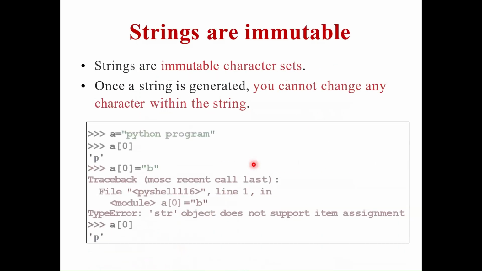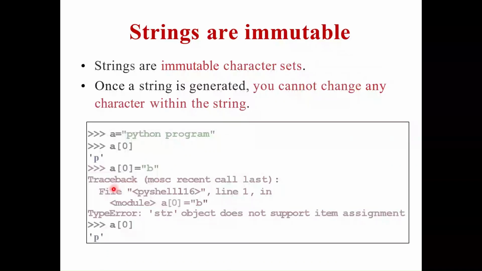Next, we are going to see the immutable concept. Immutable means the string cannot be altered. We can see the example: in the Python program I am assigning a string to a variable A. If I get the single character at the 0th position, then we can get it as P, the first starting character. Suppose I want to assign the 0th position character as B, then it is not possible. So this is the concept of immutability. We cannot alter any character in the given string.